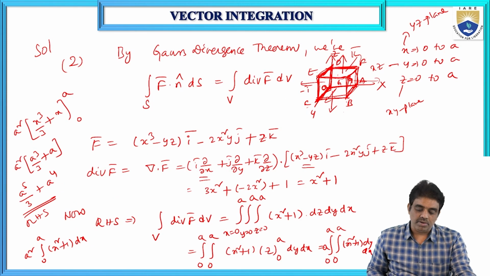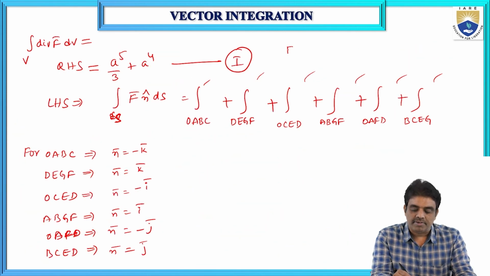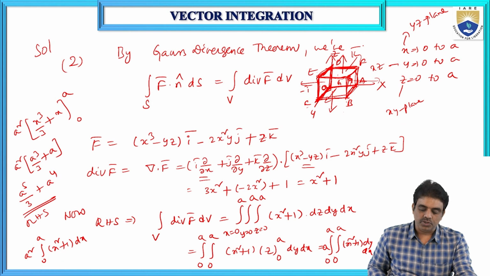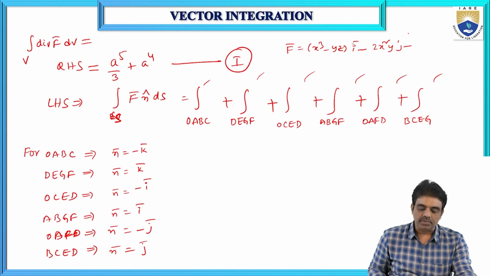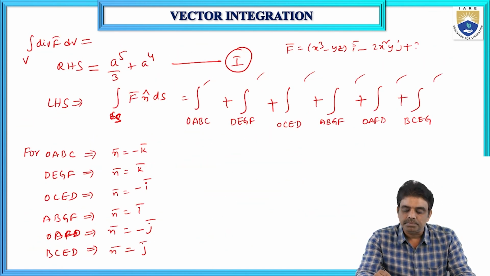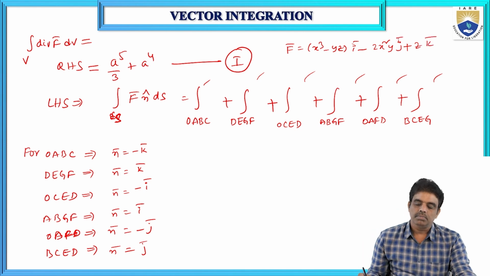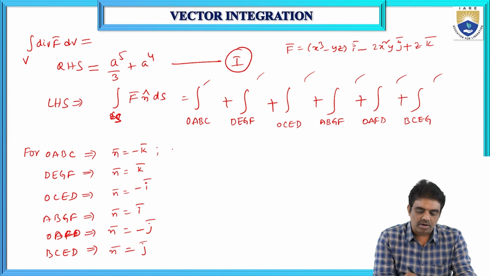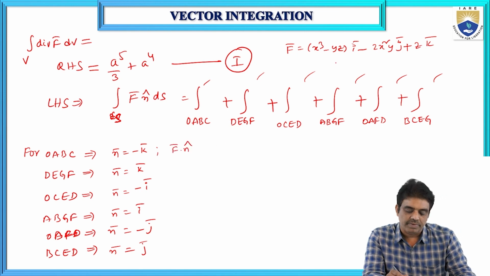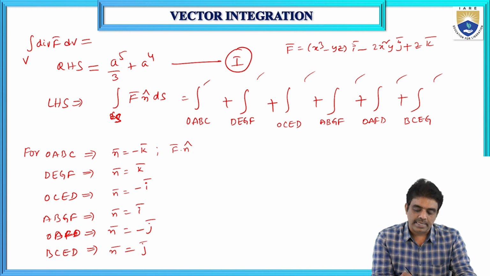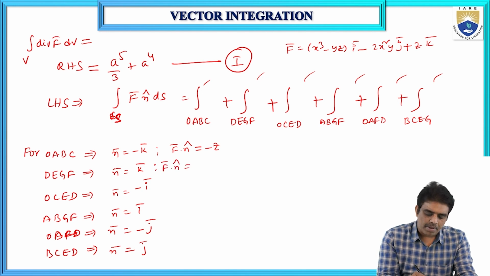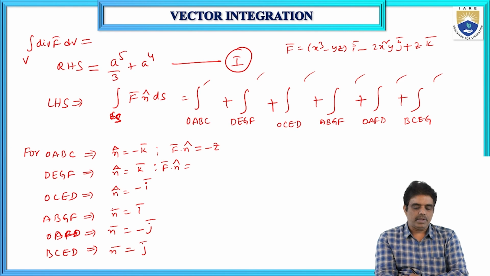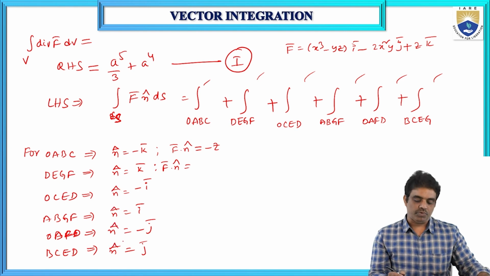So now what is F bar? We know that F bar is x cube minus yz into i bar, minus 2x square y j bar, plus z k bar. So now what is F bar dot n cap? Against minus k bar, F bar dot n cap is minus z. N cap or n bar, both are the same: n bar is the outward normal vector, n cap is the unit outward normal vector.